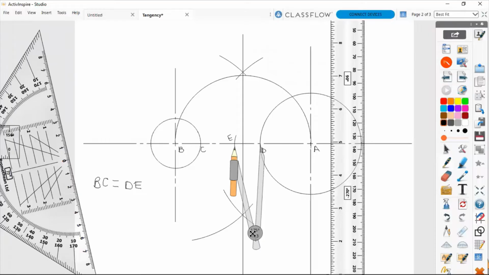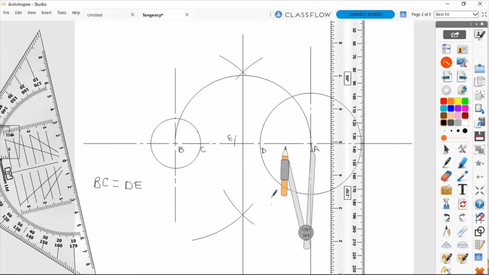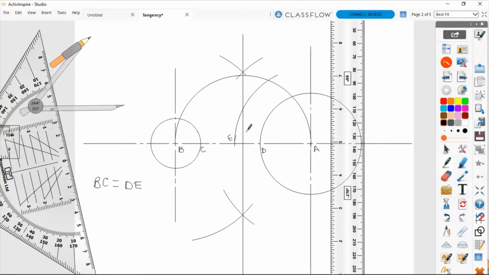Now that we have point E, we can also stand at the center A. We open our compass to point E. Strike an arc that goes all the way to cut the semicircle. Now the point at which the arc cuts the semicircle, we are going to call that point H.